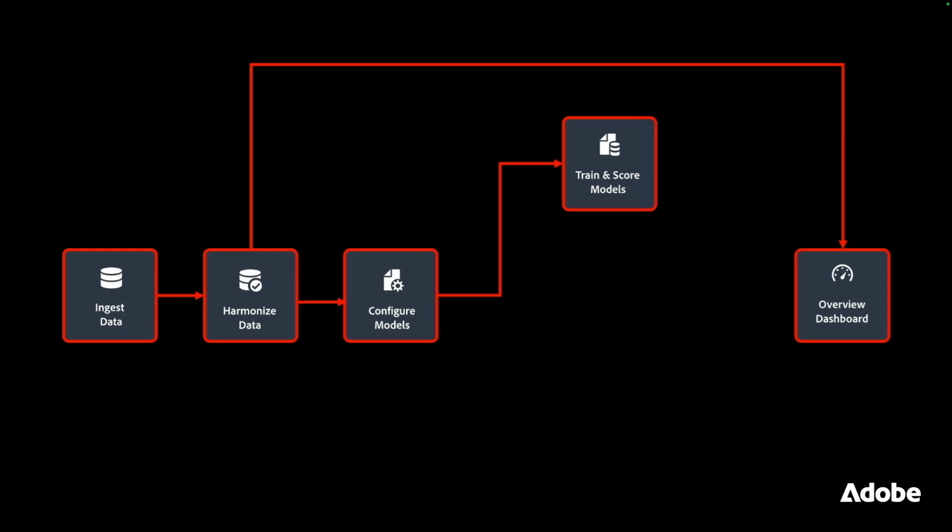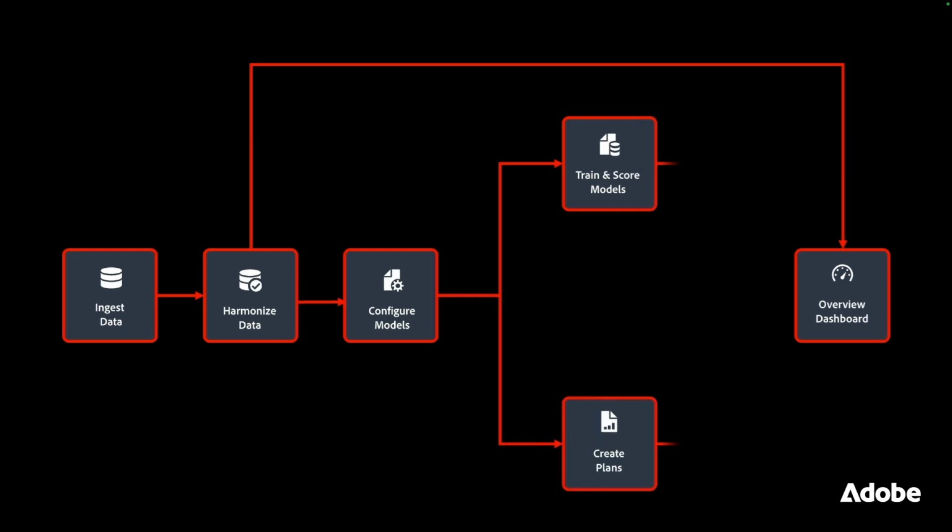Fourth is create plans. Determine the best allocation of marketing funds to achieve business objectives by using the output of Adobe Mix Modeler's models. All of this data will appear on a dashboard. So Overview Dashboard is a place to get insights on harmonized data, models, and plans using various configurable visualizations. We will go through all these steps in this demo, so let's kick it off.